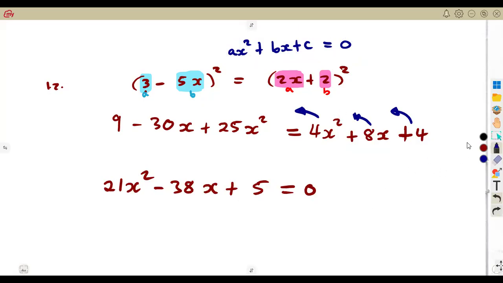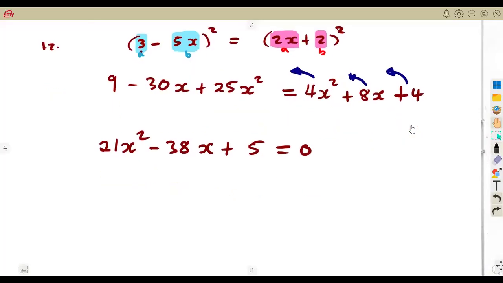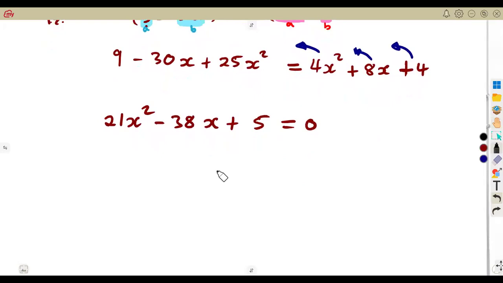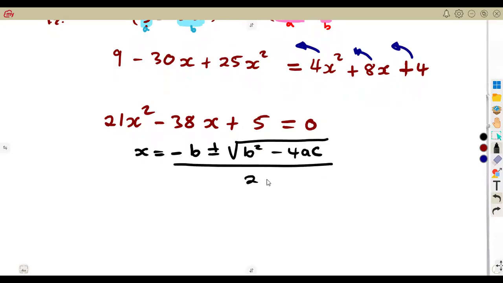So what is our formula? All right. So I'm just going to substitute our values. So let us substitute our values. Remember, I said our formula is x is equal to minus b plus or minus the square root of b squared minus 4ac, everything over 2a.